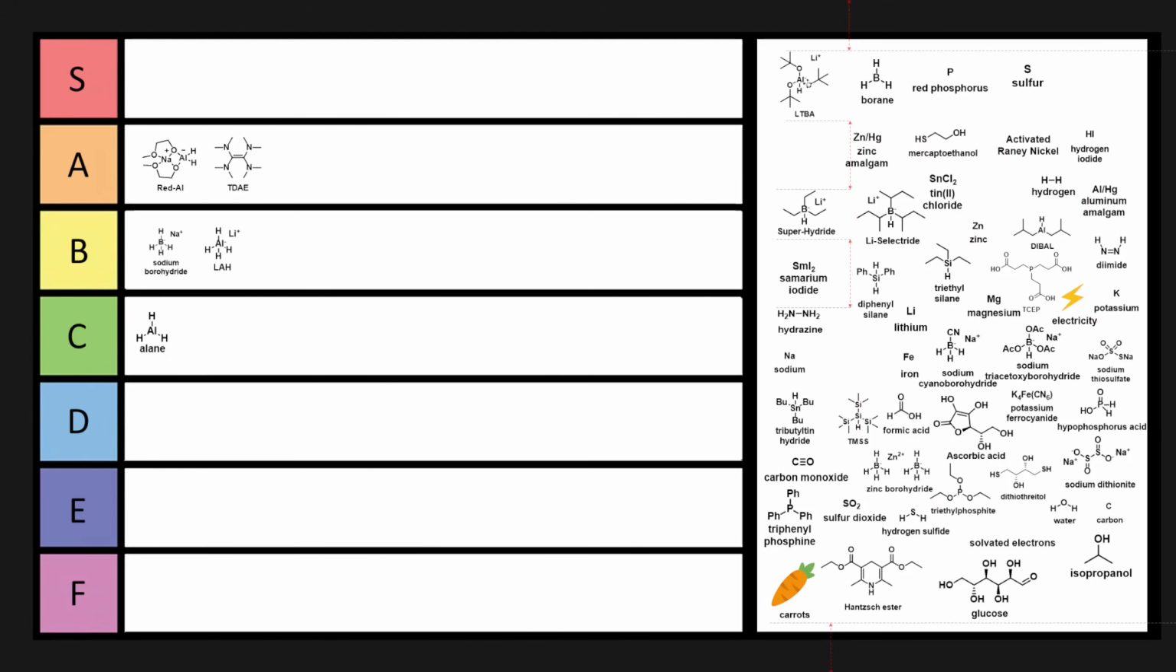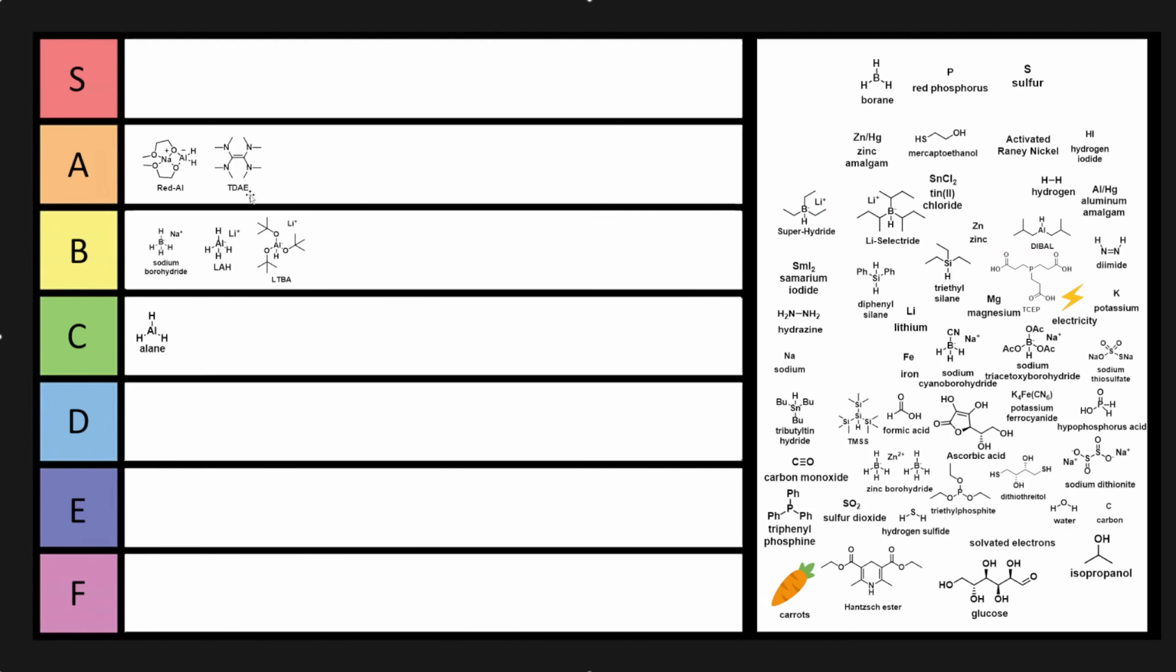Now, another similar one is lithium tri-tert-butoxy aluminum hydride. And so the advantage of this one is it's kind of like sodium borohydride, but it's also kind of like LAH, but it won't usually reduce esters. So there's a little bit of added selectivity. Now the disadvantage is there's all these big bulky tert-butoxy groups, but it's a reagent that's common enough that you'll see it from time to time. I'm going to put it in B tier as well.